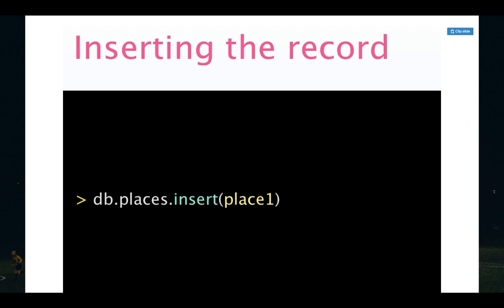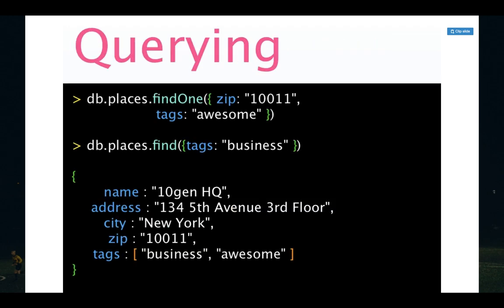In this case, the collection name is places, dot, what action you want to do. We want to insert, so insert. Inside parentheses, we pass the object which we created on our previous slide. So this is how we can insert a record in our places collection using the MongoDB shell. Now we have inserted our document into the places collection.